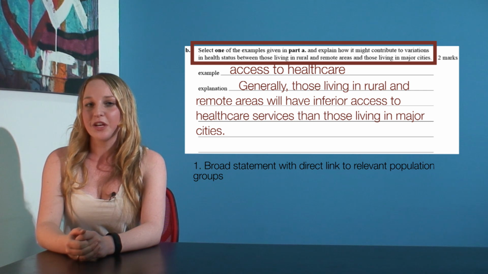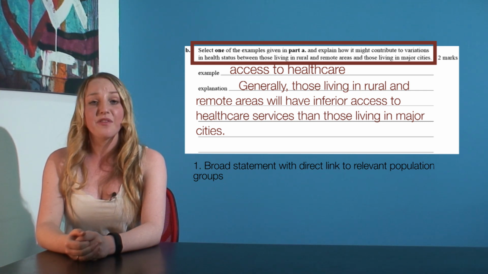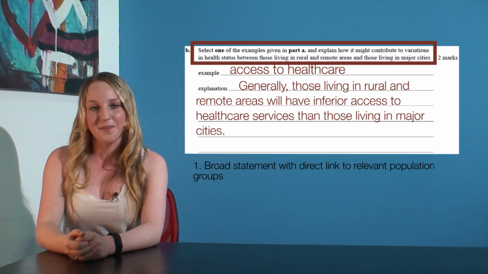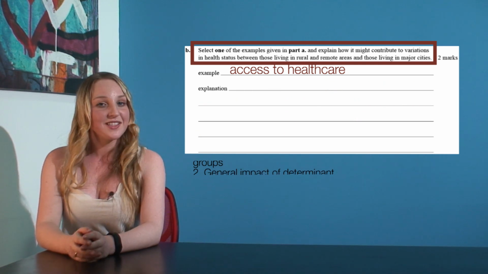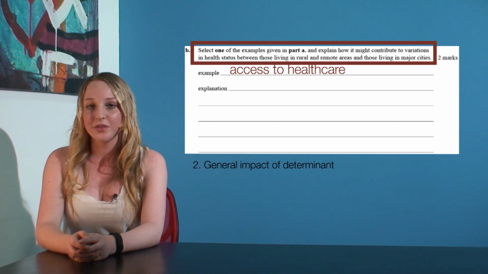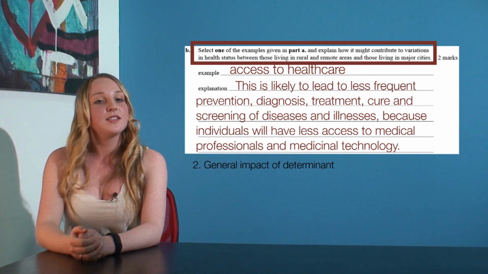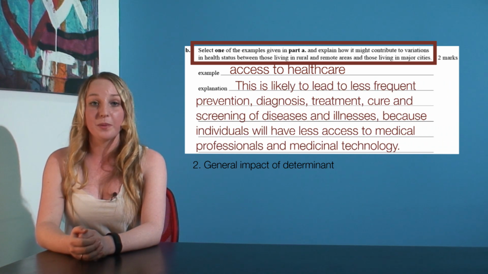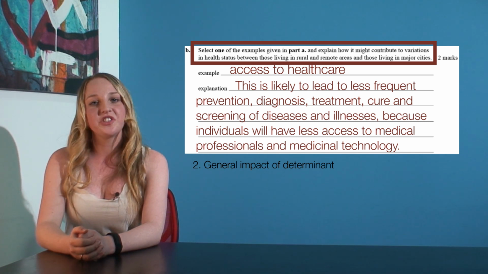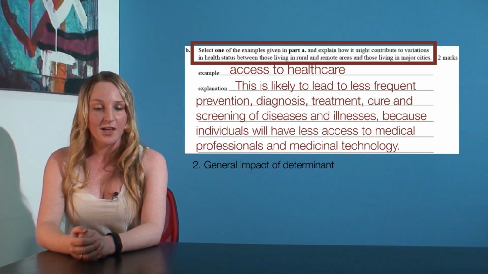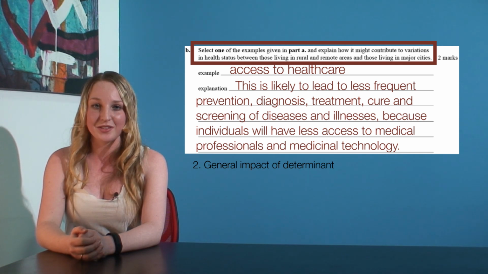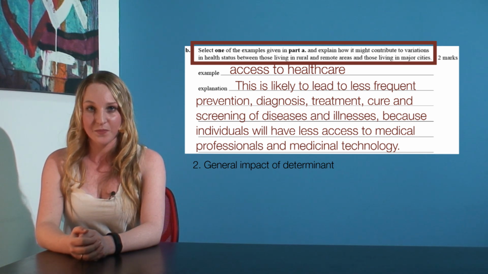Generally, those living in rural and remote areas will have inferior access to healthcare services than those living in major cities. Next, we'll explain the general impact that the social determinant will have. For example, this is likely to lead to less frequent prevention, diagnosis, treatment, cure, and screening of diseases and illnesses, because individuals will have less access to medical professionals and medicinal technology.